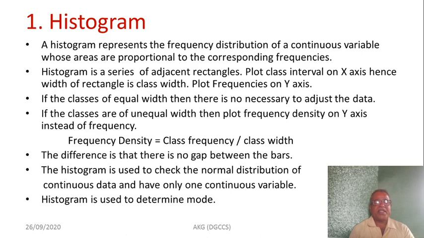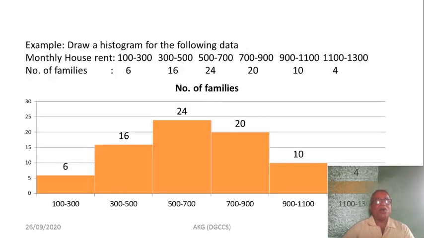The difference is that there is no gap between the bars. The histogram is used to check the normal distribution of continuous data and has only one continuous variable. Also, the histogram is used to determine the value of the mode. Now we see an example of how to construct the histogram.